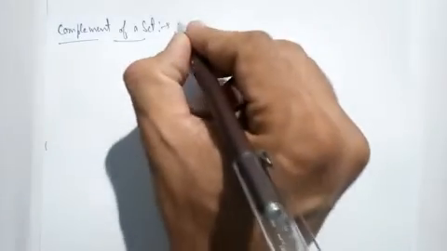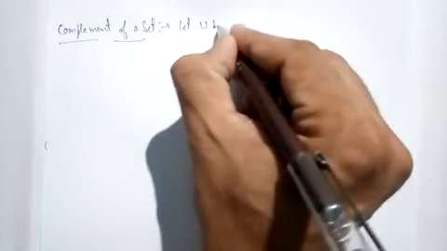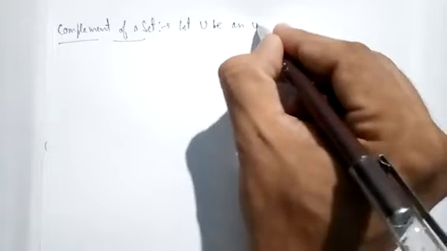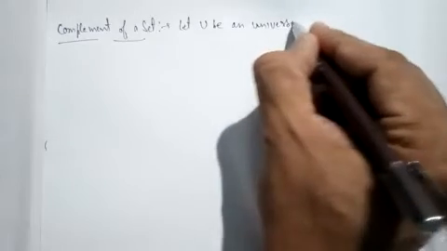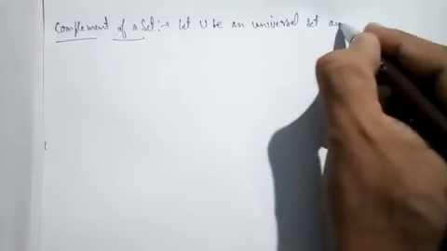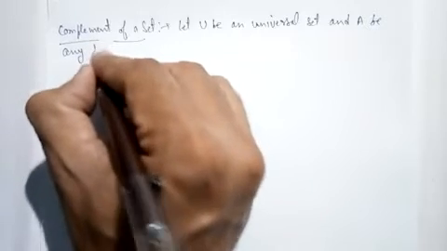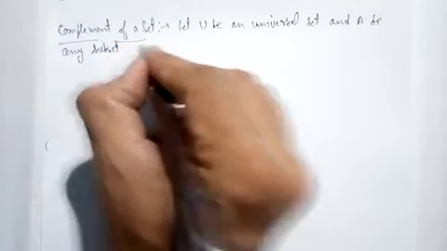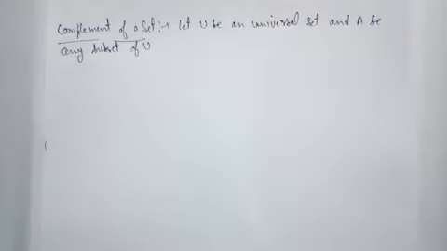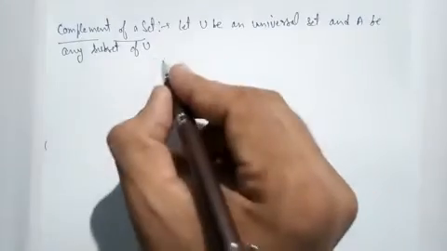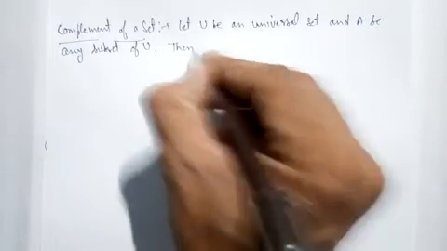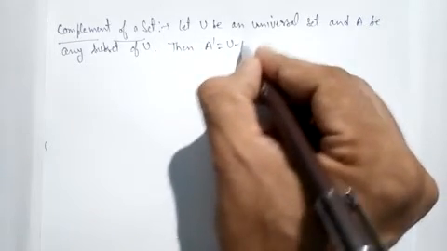Dear students, today we will discuss the complement of a set. Let U be a universal set and A be any subset of U. A is obviously a subset of U, the universal set. Then A complement equals U minus A.